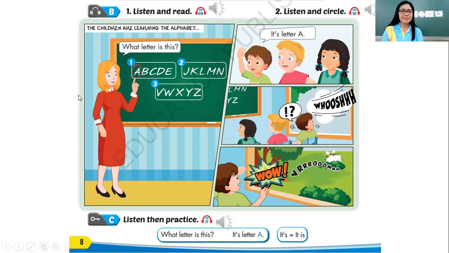What letter is this? Yes, Tom. It's letter A. Yes, that's right. And what letter is this? It's letter L. Yes, letter L. What letter is this? I know, it's letter X. X, X. Yes, that's right. Wow! What's that?